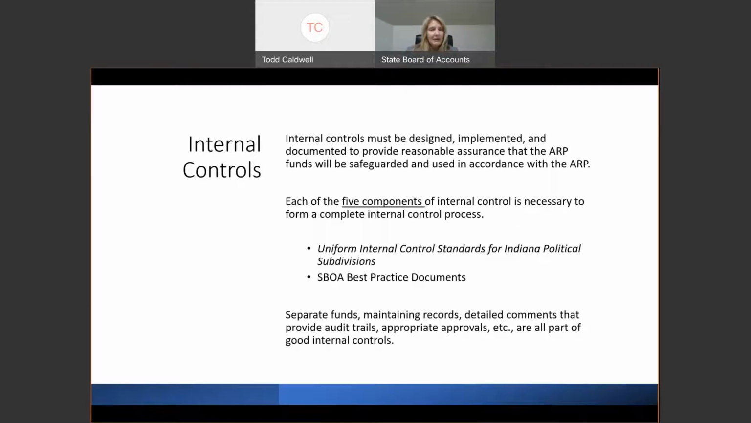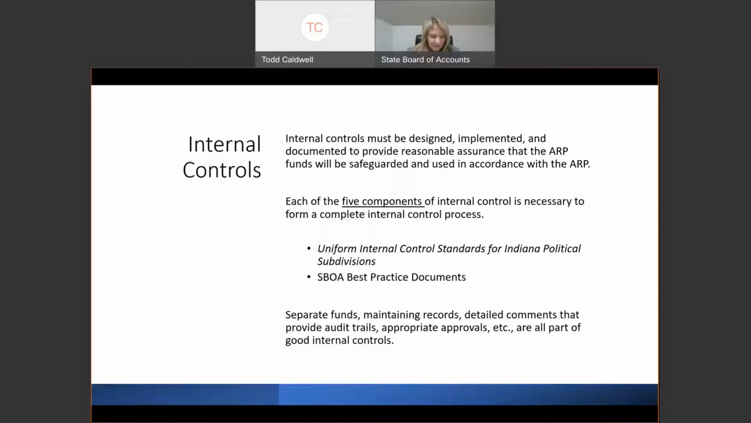Okay, on the next slide, I wanted to talk about internal controls for just a minute. Internal controls do need to be designed, implemented, and documented to provide reasonable assurance that the ARP funds will be safeguarded and used in accordance with the ARP. Each of the 5 components of internal control is necessary to form a complete internal control process, and you can find those in the Uniform Internal Control Standards for Indiana Political Subdivisions, or the Board of Accounts, and the State Board of Accounts Best Practice documents.